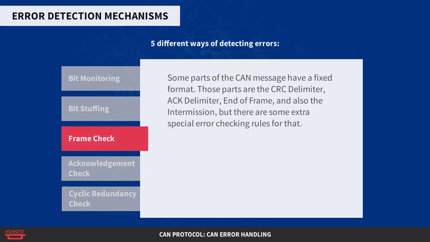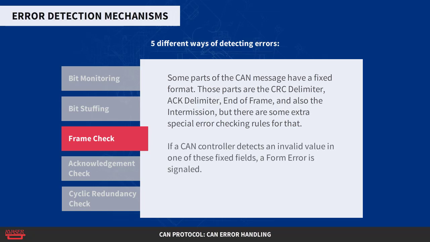Number 3, frame check. Some parts of the CAN message have a fixed format, i.e. the standard defines exactly what levels must occur and when. Those parts are the CRC delimiter, ACK delimiter, end of frame, and also the intermission. But there are some extra special error checking rules for that. If a CAN controller detects an invalid value in one of these fixed fields, a form error is signaled.